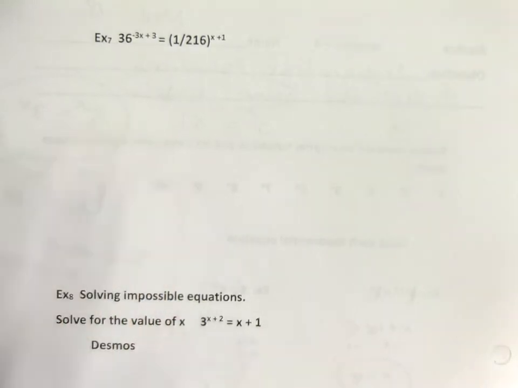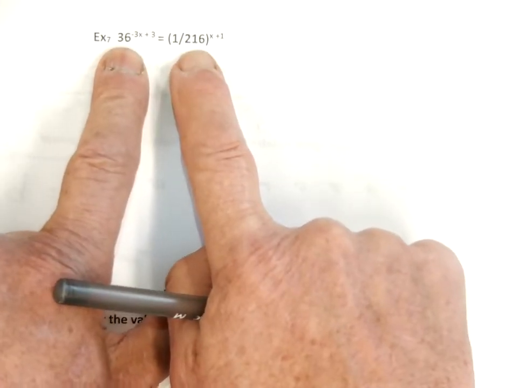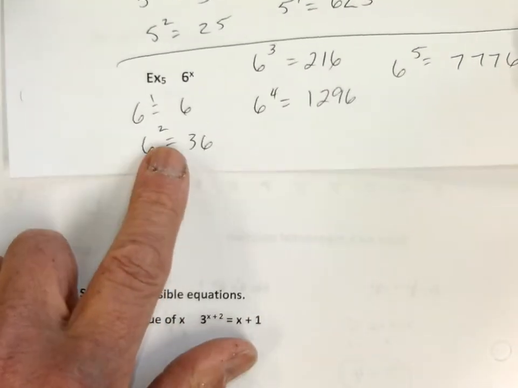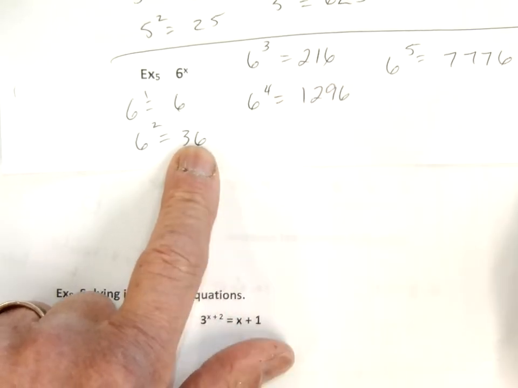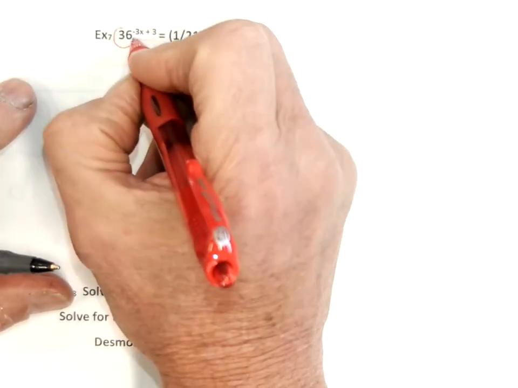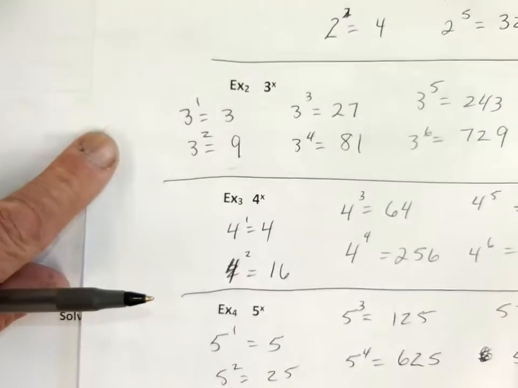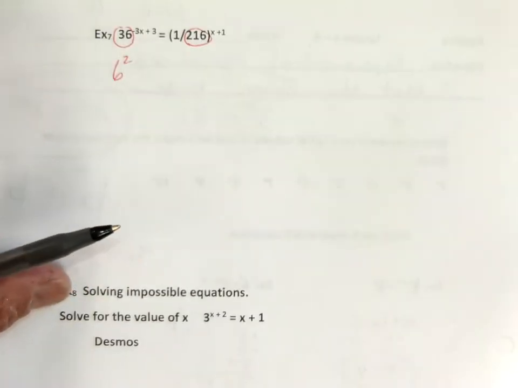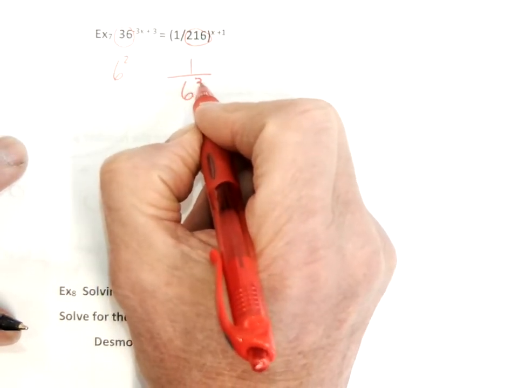Now, wow. 36 and 216. Let's see if I can find that anywhere. See if you can find these two numbers in the same base. Oh, we found it in the sixes. Nice job, Bailey. Bailey found both of these numbers in the sixes. So 36 is 6 squared, and 216 is 6 cubed. Okay? So I'm going to have 1 over 6 cubed, right?